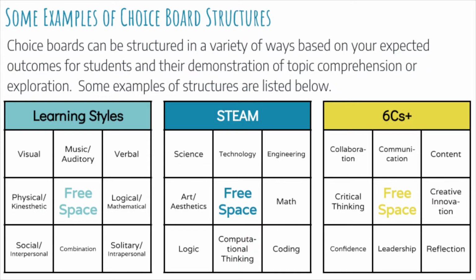One thing though that I do recommend you keep in mind when creating a choice board is to think about different structures. Choice boards can be structured in so many different ways based on what your expected outcomes for students are, or what you would like them to demonstrate as far as their comprehension or their exploration. Some of the main structures that I use are focused either around learning styles, STEAM concepts, or what I've kind of called the 6 C's plus, where you're focused on some of those skills that are super important but aren't necessarily topic driven.